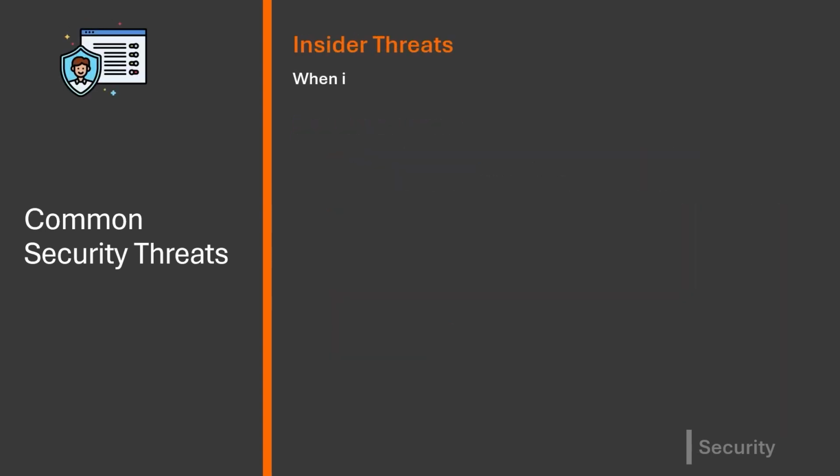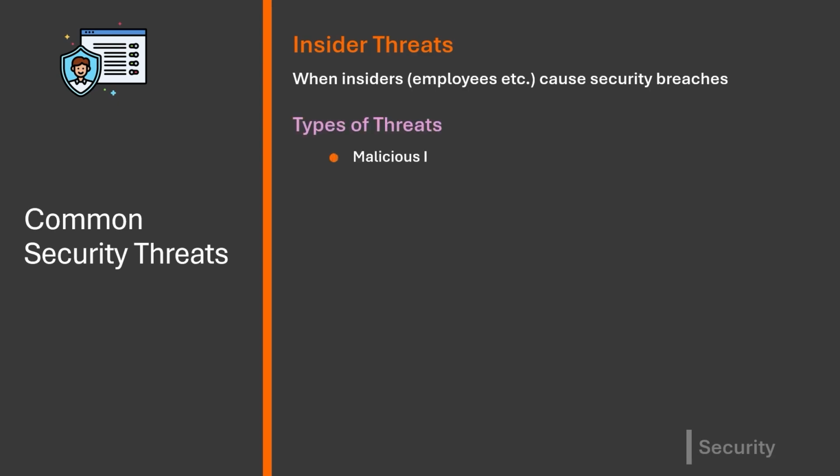Insider threats occur when employees, contractors, or business partners intentionally or accidentally cause security breaches. These threats are particularly dangerous because insiders already have access to company systems and data. Types of insider threats include malicious insiders. So these are employees who steal, leak, or misuse sensitive data for financial gain or any other purpose. And we have negligent insiders, who are employees who unintentionally expose data through weak passwords, misconfigurations, or falling for phishing attacks.